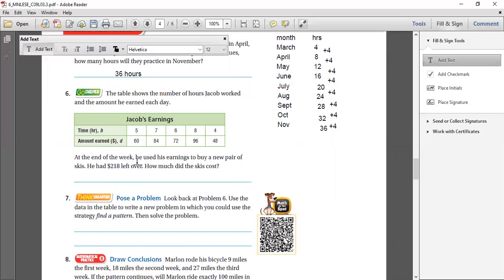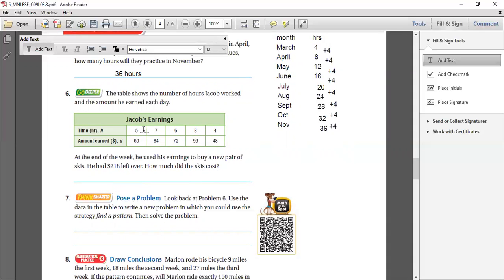At the end of the week, he used his earnings to buy a new pair of skis. So these are 5 days in a week. He worked for 5 hours in a day, he earned 60. He had $218 left over. How much did the skis cost?